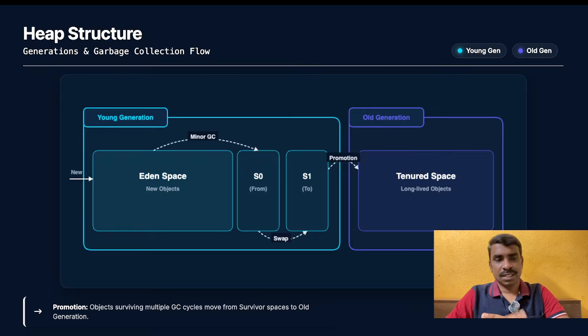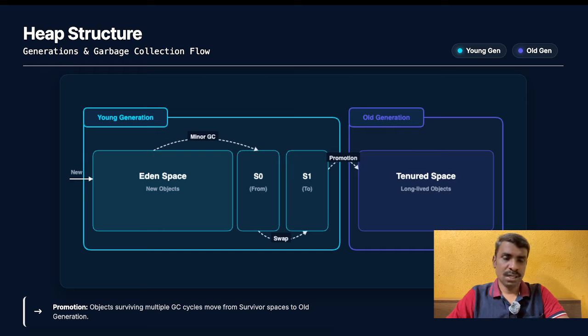Then heap structure, generations and garbage collection flow. We can understand it from here. Whenever you create a new object, first it will go to the Eden space. We have two blocks, young generation and old generation. Short-lived objects are in the young generation, long-lived objects are in the old generation. So initially an object goes to the young generation, in the Eden space.